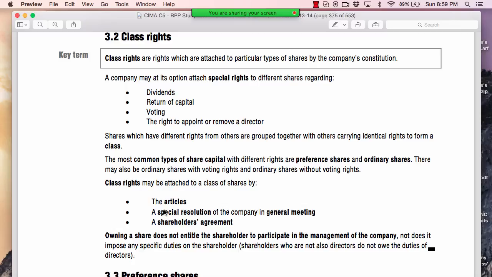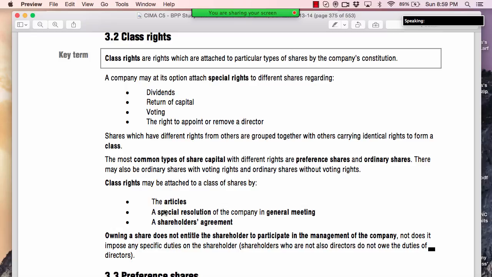Class rights may be attached to a class of shares by the articles. That means if I'm linking some share with a different class, the rights of that class, I have to do it through the articles of association, through a special resolution in a general meeting, get it passed by the shareholders, and then document it in the articles. Do preference shareholders have different classes also? Correct, yes.